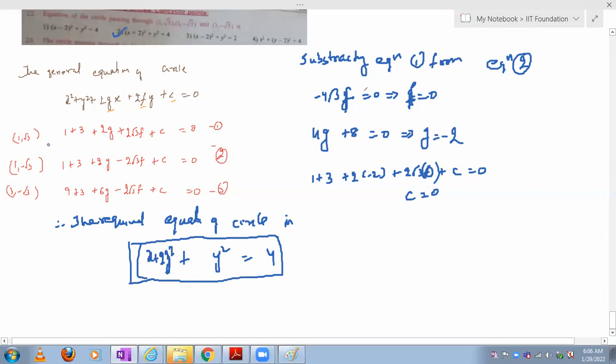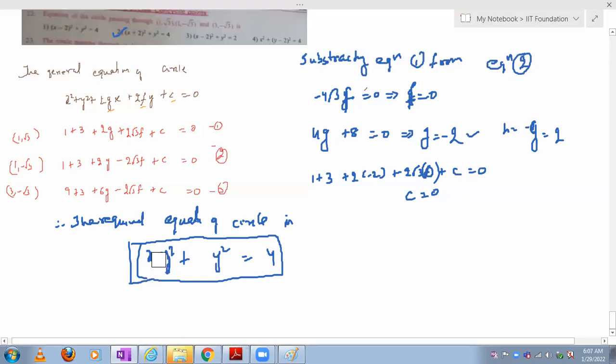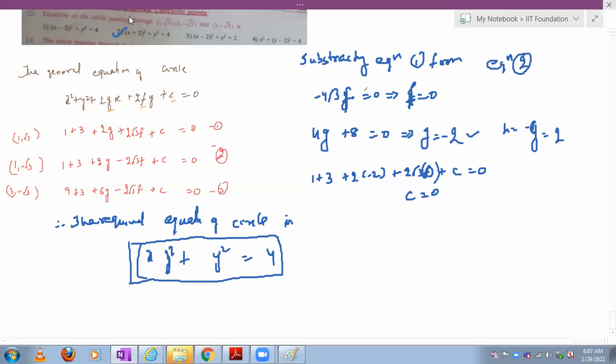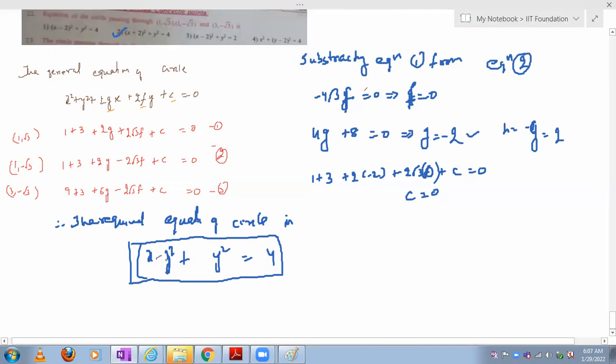Sir, x minus 2 whole square. That means here g I got is minus 2, na. So the general form is x minus h whole square, where h is equal to minus of g. General x minus h whole square I should write. Oh yes, plus 2, na. Okay, x minus 2 whole square, sorry. Correct. Here I need to write x minus 2 whole square plus y square is equal to 4. So not this option. First option, eh?